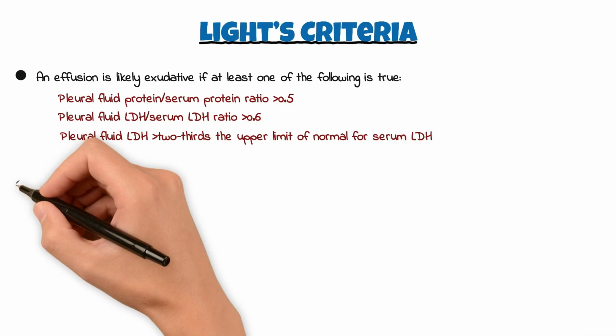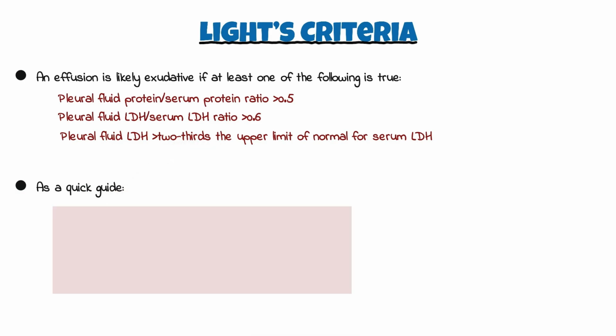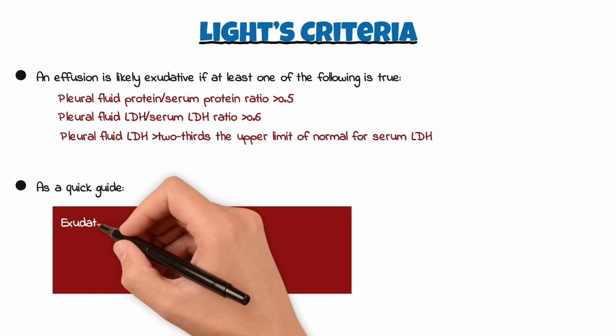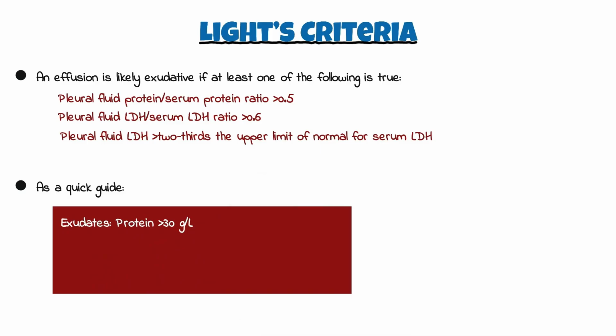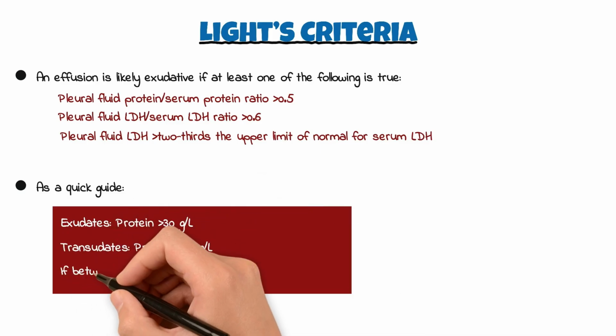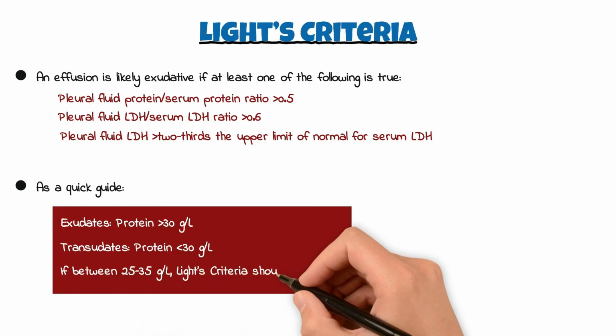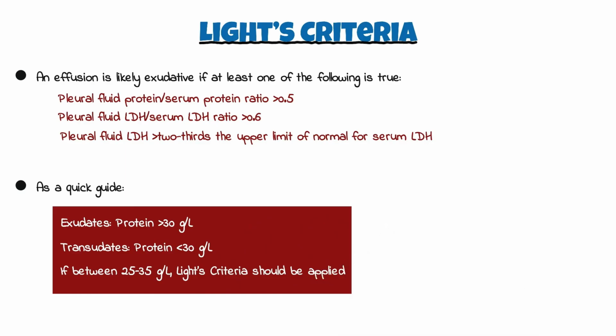As a quick guide, exudates have a protein over 30 grams per litre, whereas transudates have protein less than 30 grams per litre. If it's between 25 to 35 grams per litre, then Light's criteria should be applied to ascertain whether it's transudative or exudative.